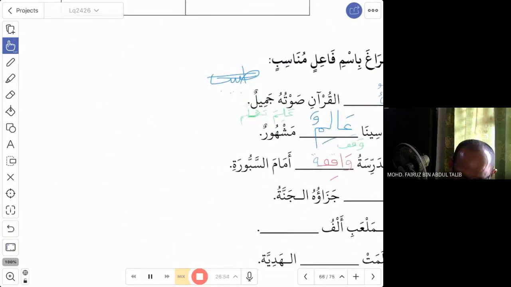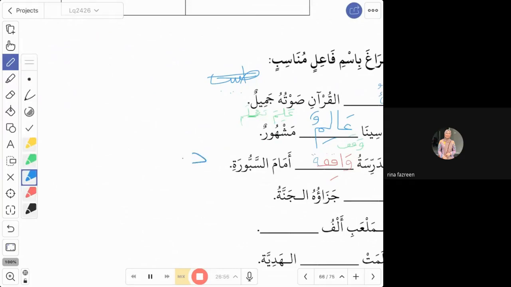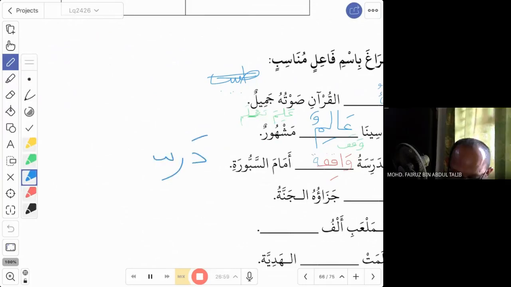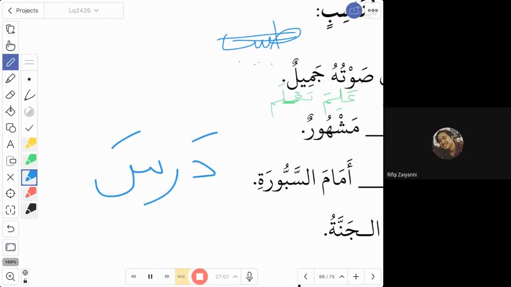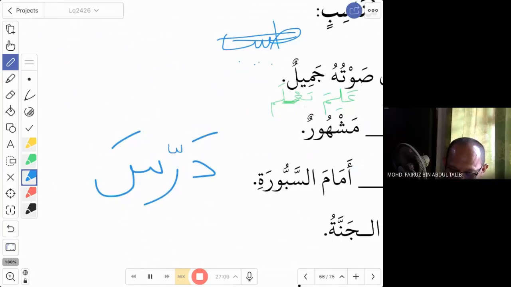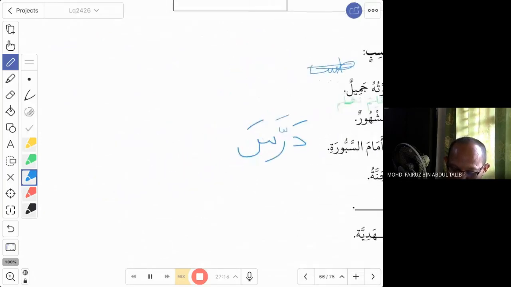Is it darasa? Darisu. If you say darasa, darasa is just learn. To learn is darasa. Now we want to change to teach, to make someone else learn. You change to the fa'ala. You change to fa'ala. So darasa becomes darasa. Teach.